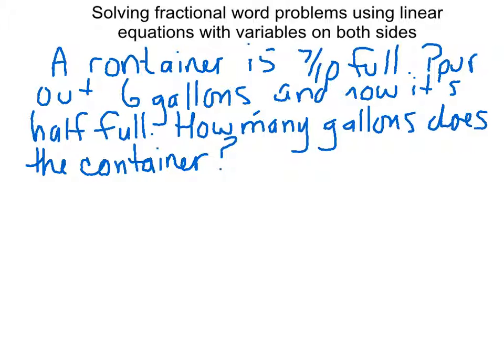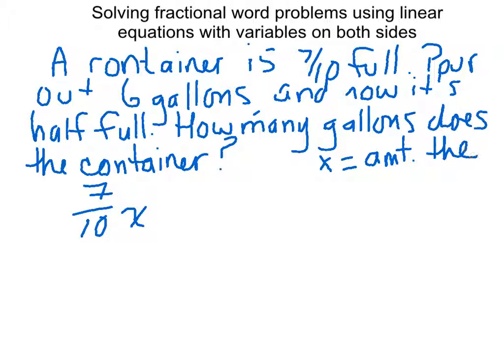Alright, so we know that a container is 7/10 full. We don't know how many gallons it is. If we did, we would take the 7/10 and multiply it by that number of gallons, and we would know how full it is, how many gallons it's actually holding at that time. We don't know how full it is. So we're going to say if it's 7/10 full, it's going to be 7/10 times however much the container can hold. So x equals the amount the container can hold.